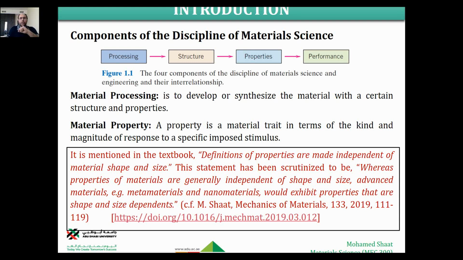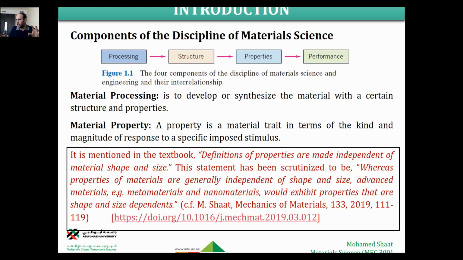So the difference between these four keywords, or disciplines, or subjects of material science, you should understand them, and this is what we are going to discuss, starting with material processing. So what does material processing mean? It is simply to develop and synthesize, or to produce, a material with a certain structure and properties.